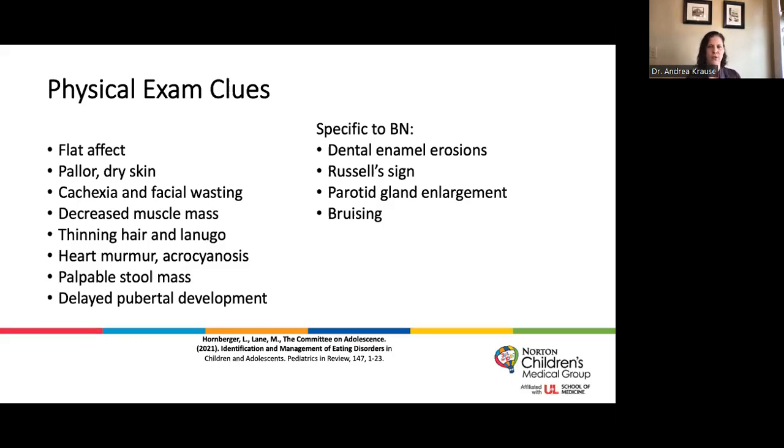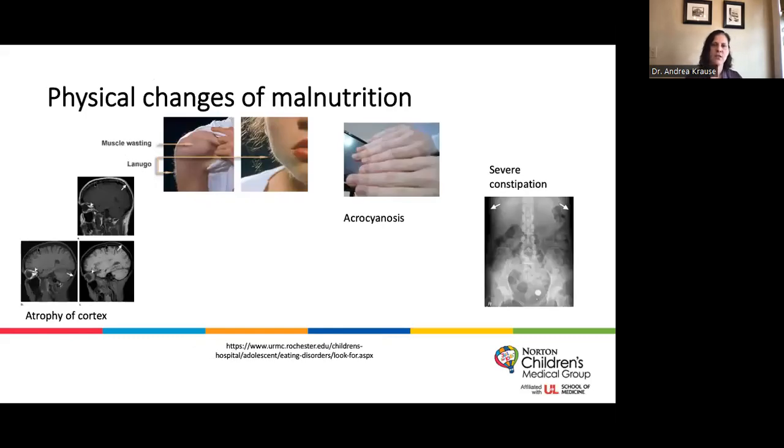And actually bruising could be from compulsive exercise sometimes, but bruising can also occur just in a malnourished state from poor skin integrity. And so here are some pictures to go along with it, just a few highlights. On the right three, the muscle wasting that you'll see is key. That lanugo that's on the side of her face there.